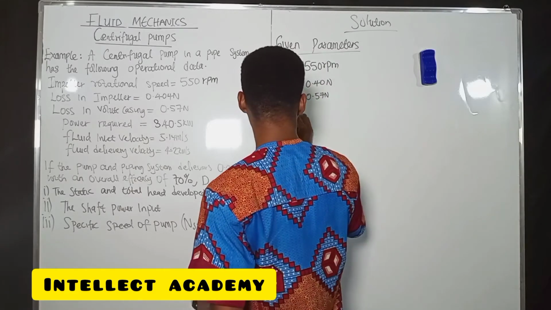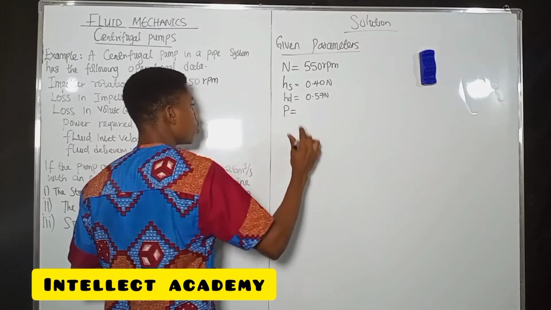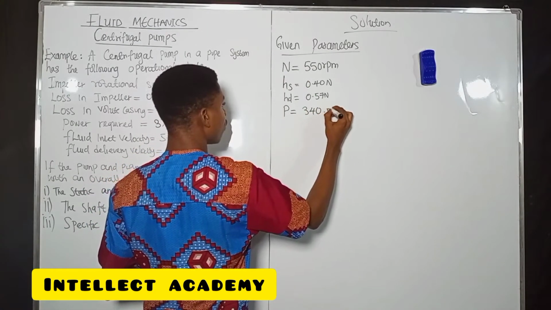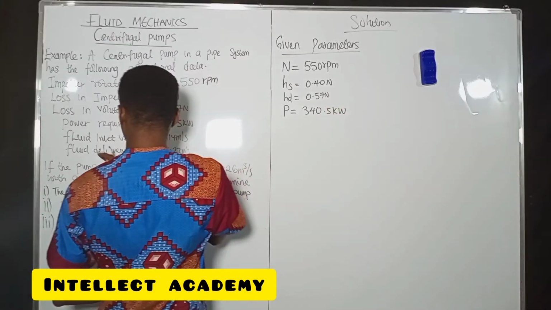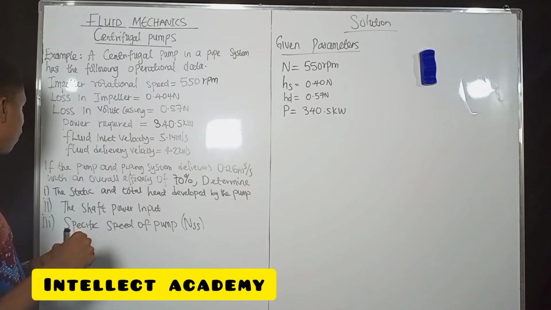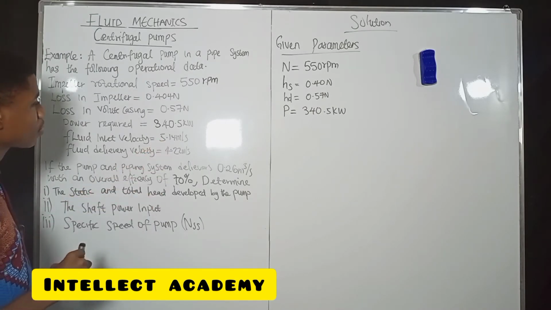We are having the power required, which is power equals 340.5 kilowatt. We're having the fluid velocity flow, which is 5.14 meters per second.